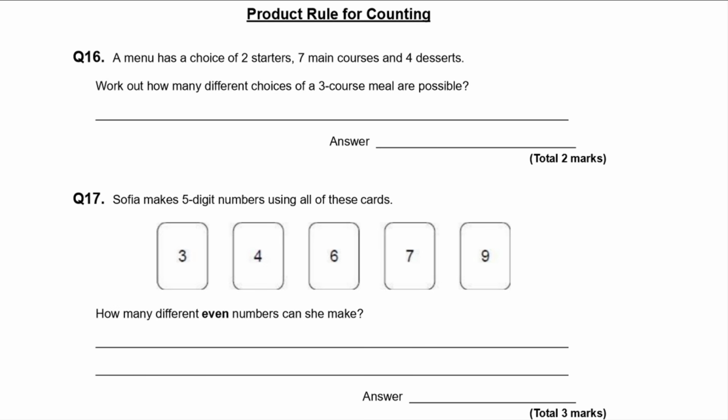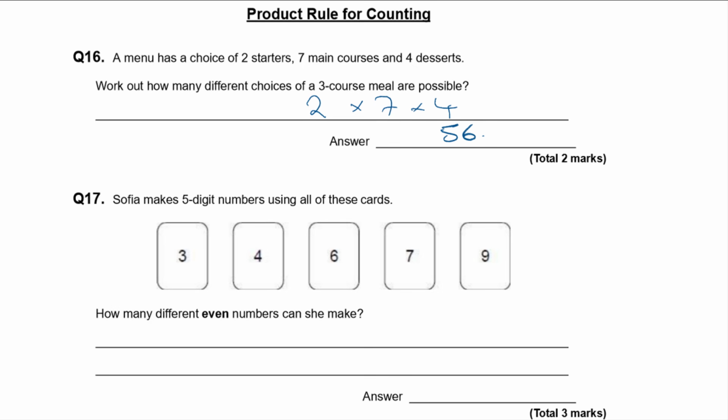Well, if you've got 2 starters, you've got 2 possible selections you can make there, and then 7 mains and 4 desserts. You just have to multiply those 3 numbers together, because for every selection of starter that you make, you've got 7 choices for the main and so on. So you just need to multiply them up. So 2 times 7 times 4, that comes out to be 56.